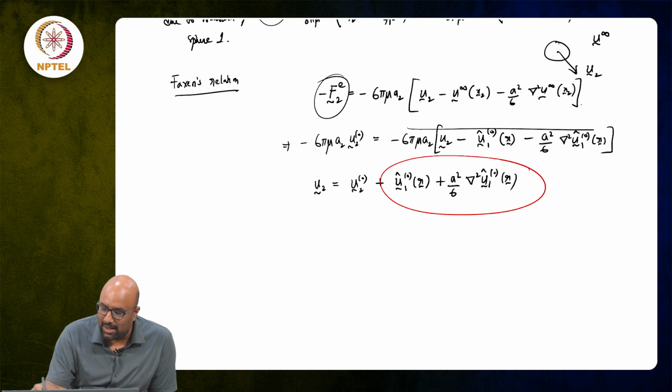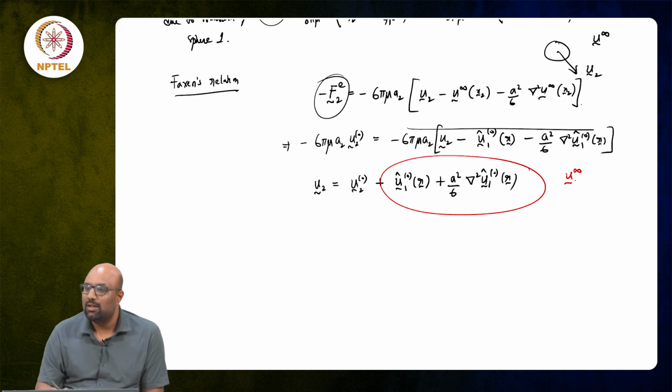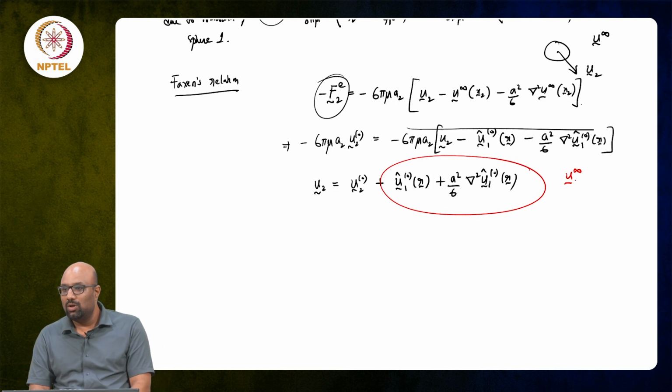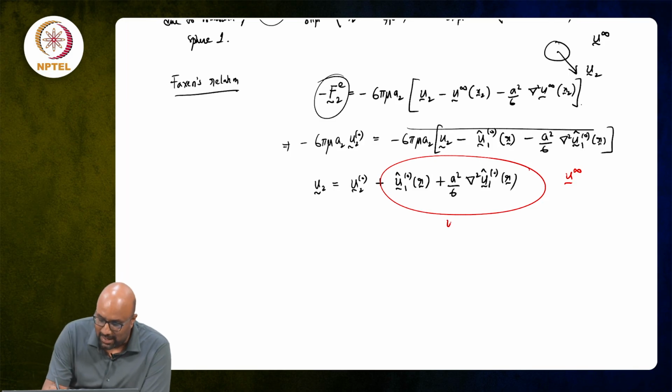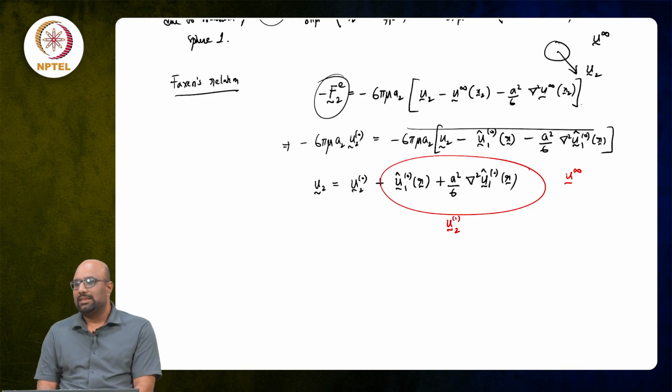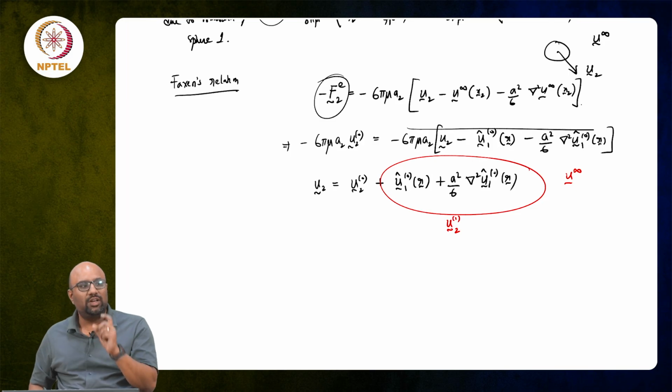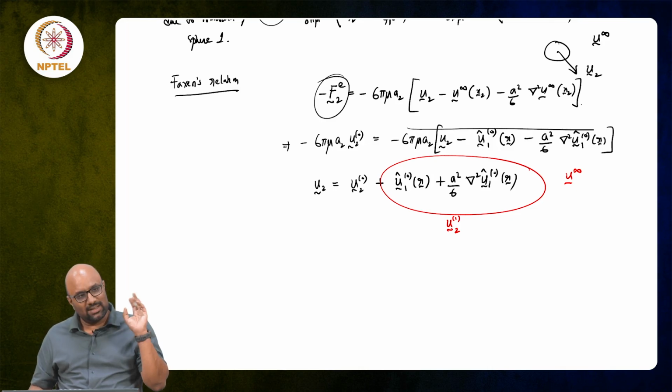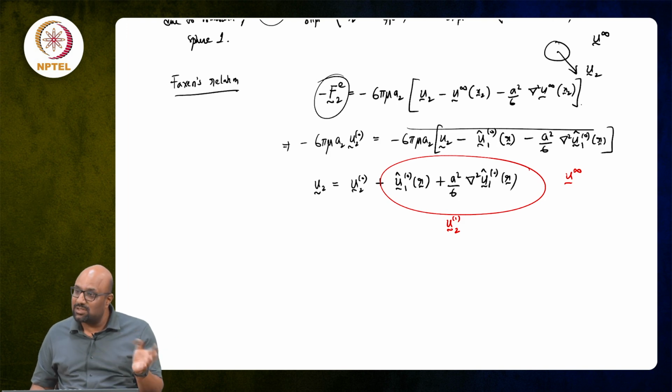This is the background u infinity as seen by sphere 2 that is generated by sphere 1. So, this part you can now write as u2 1. That is the correction to sphere 2's velocity. See, the force acting on sphere 2 does not change. That is F2E, that is what it remains. We are not changing the force on the sphere, which means the drag force does not change.